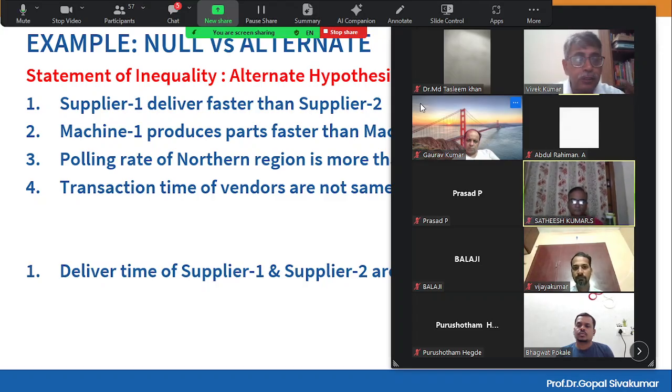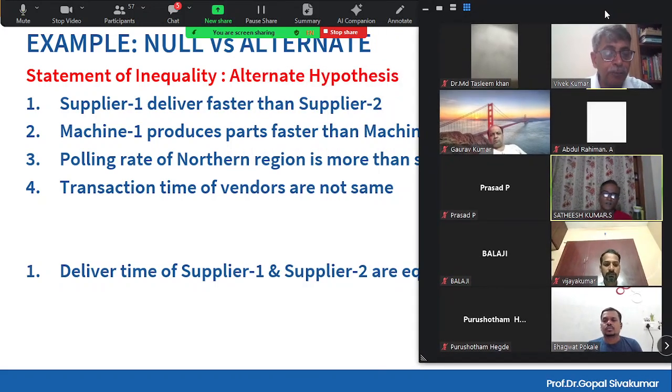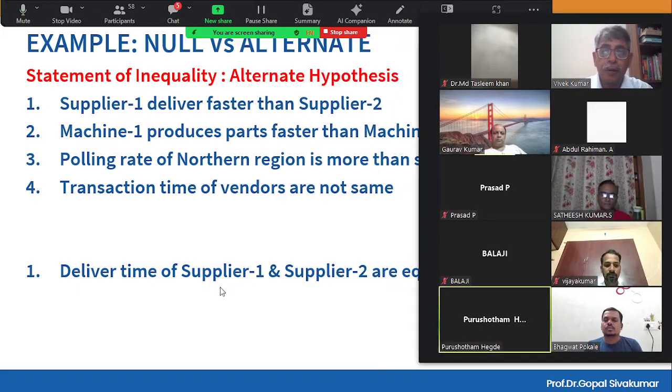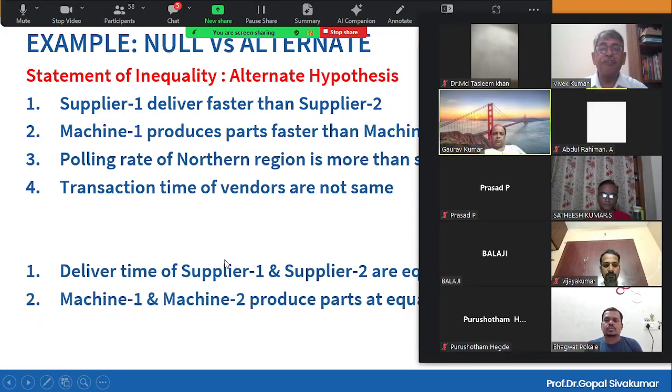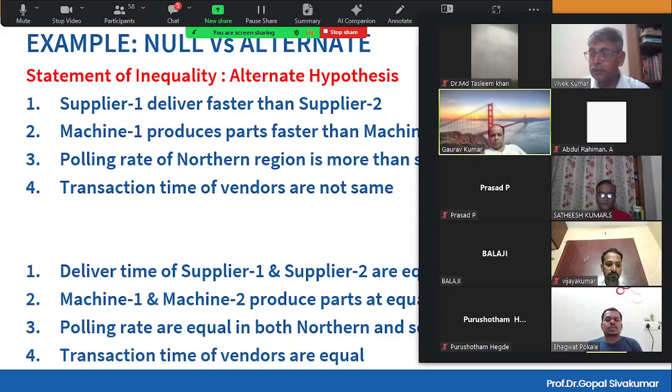Have you understood that all the above four are examples of alternate? Yes, because they say there is some difference or some impact. Now, when I say that the delivery time of supplier 1 and supplier 2 are equal, it's null hypothesis. Machine 1 and machine 2 produce parts at equal rates: null hypothesis. Going rates are equal: null hypothesis.